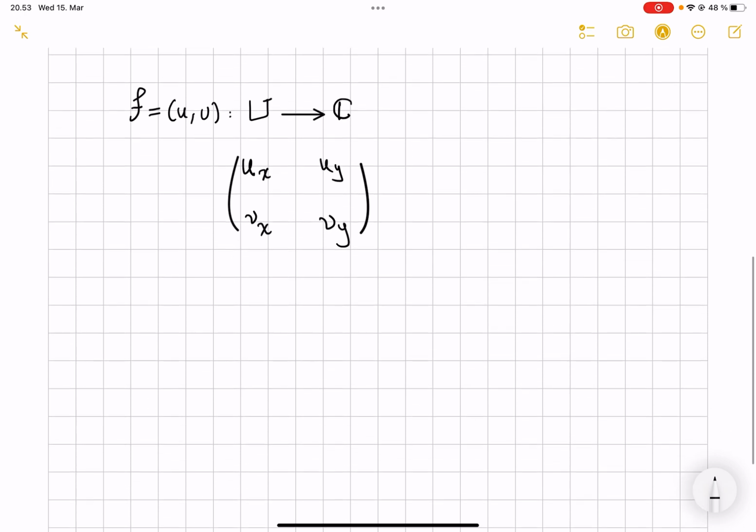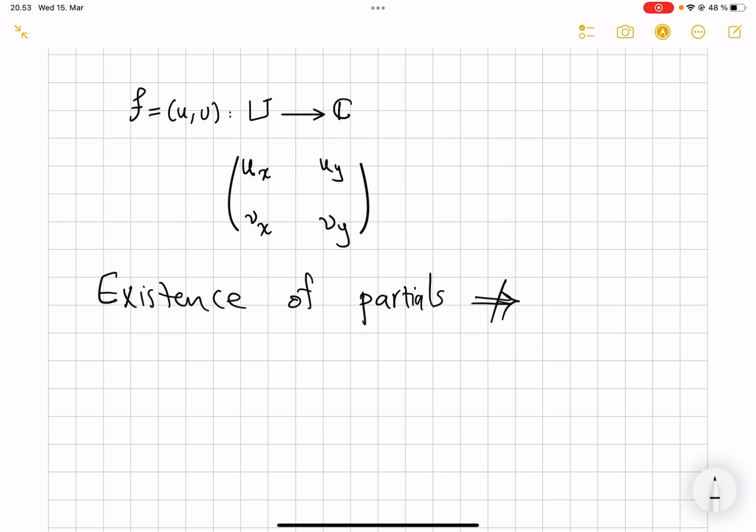Then the first delicate point is that existence of partials does not imply differentiability in the sense of Frechet of the function. Frechet derivative, remember, is claiming that there is a linear map, in this case from R2 to R2, such that the function is approximated by this linear map up to order 1.